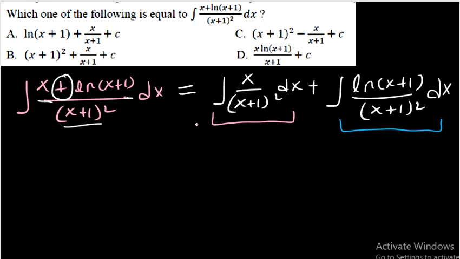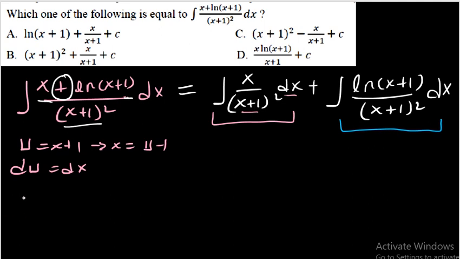For the first part, we can use the substitution u equals x plus 1. When you differentiate, du is equal to dx. With u equal to x plus 1, the denominator will be replaced by u and dx is the same as du, but the x in the numerator is not replaced. So we get x equal to u minus 1. The integral will now be u minus 1 over u squared du.